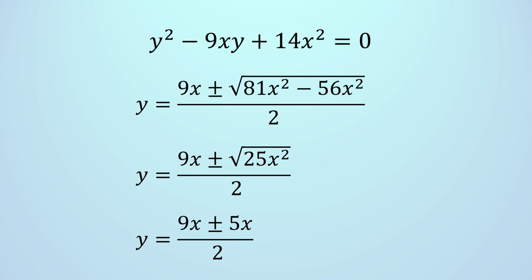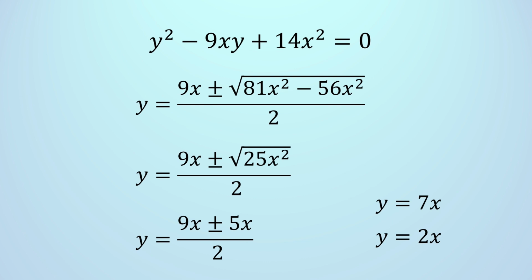And what do you know? That's then something that's very easy to calculate, because if we add on the 5x as one of the situations, we're going to end up with it simplifying to 14x over 2, which is just y equals 7x, or 9x take away 5x, which is 4x, divided by 2 becomes y equals 2x.